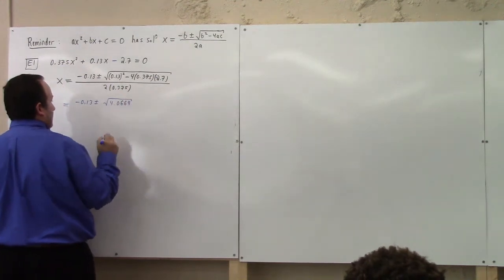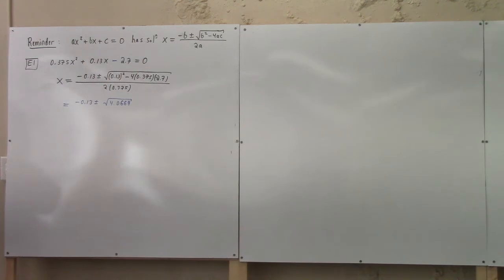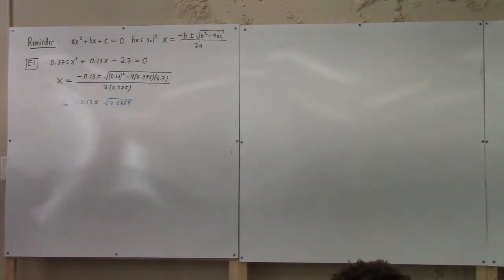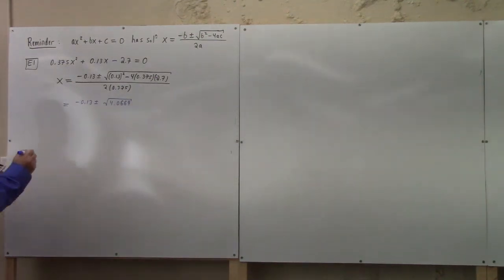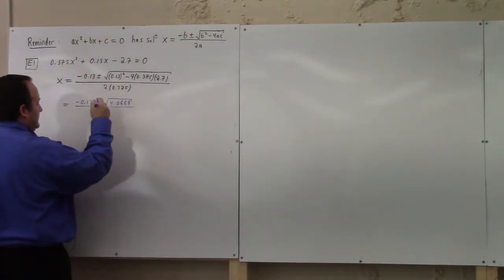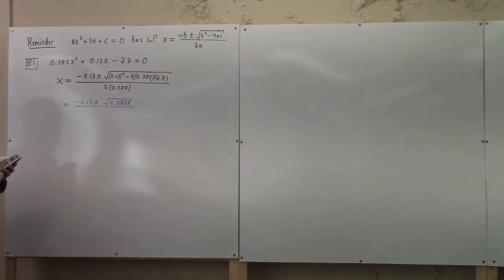4.0669. Now I will say there's a danger in doing it step by step. If you throw away digits, that can accumulate error in your calculation. So in the intermediate steps of your calculation, you should keep at least one more digit than whatever the significant figures are in your problem. And what's the denominator? What's 2 times 0.375? That's 0.75.